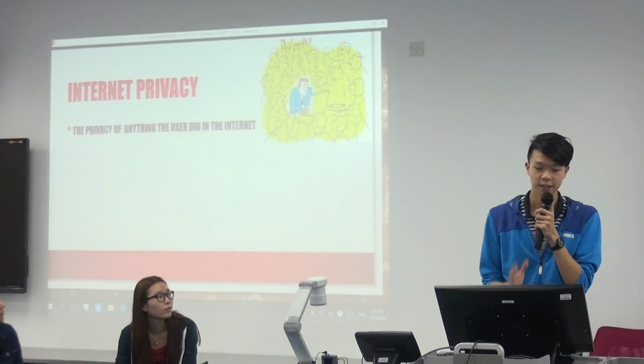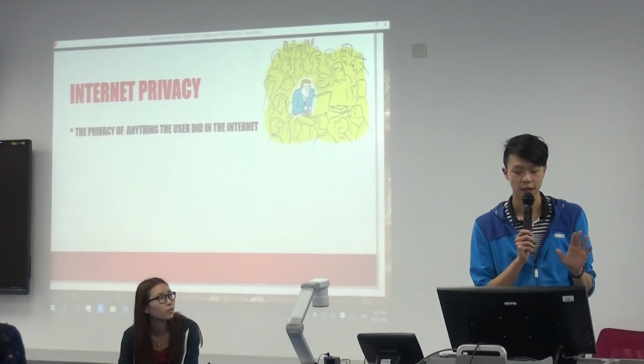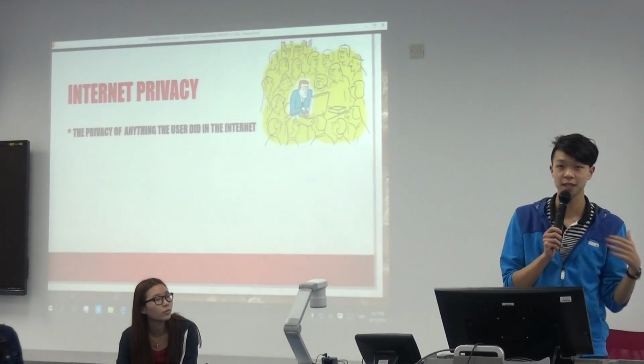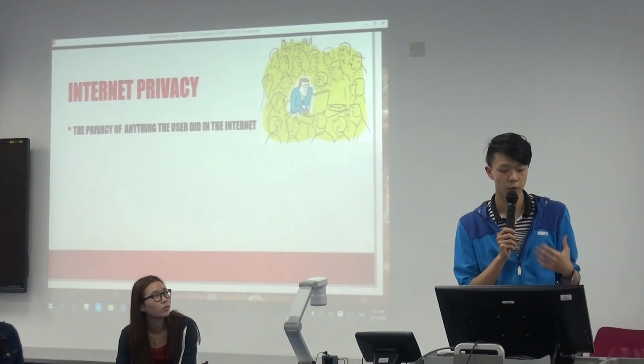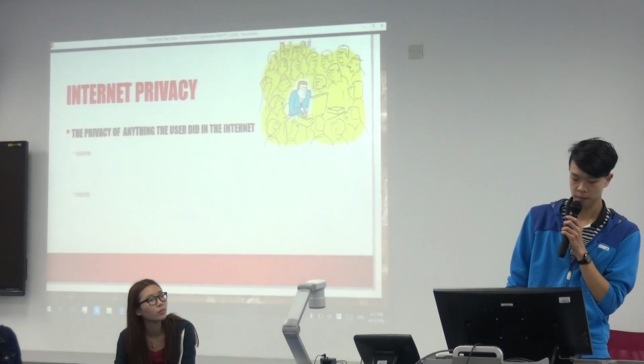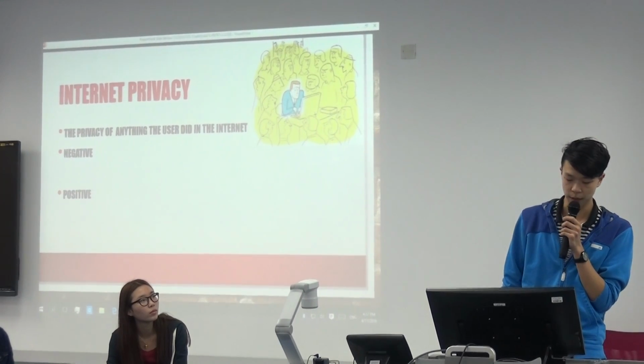So basically, internet privacy is about anything you do on the internet, and privacy itself is not new for us since we have always had some privacy throughout history. But when the internet came, we got privacy issues on the internet, and that is a new thing for us in recent years. This can also be separated into negative things and positive ones.